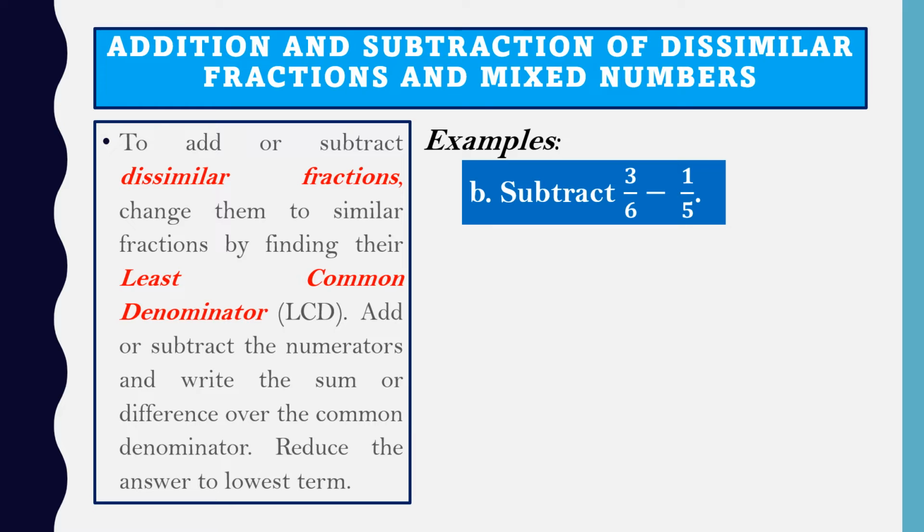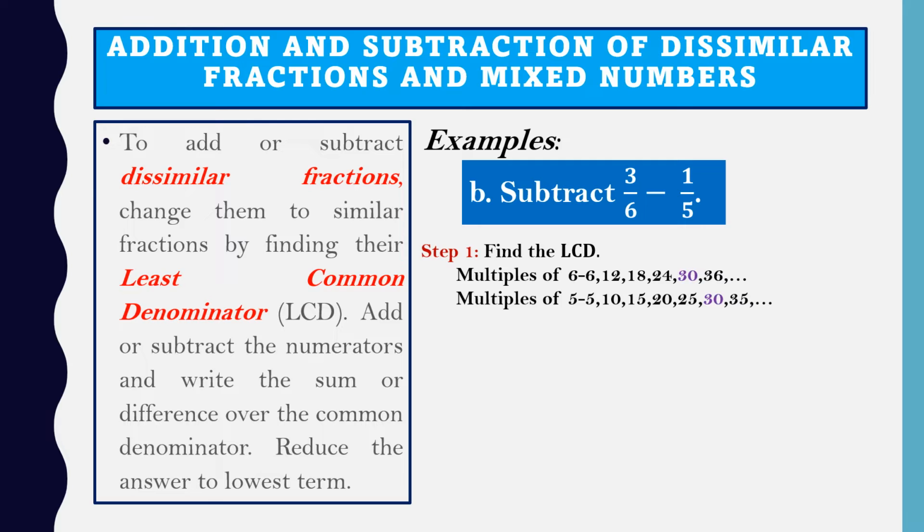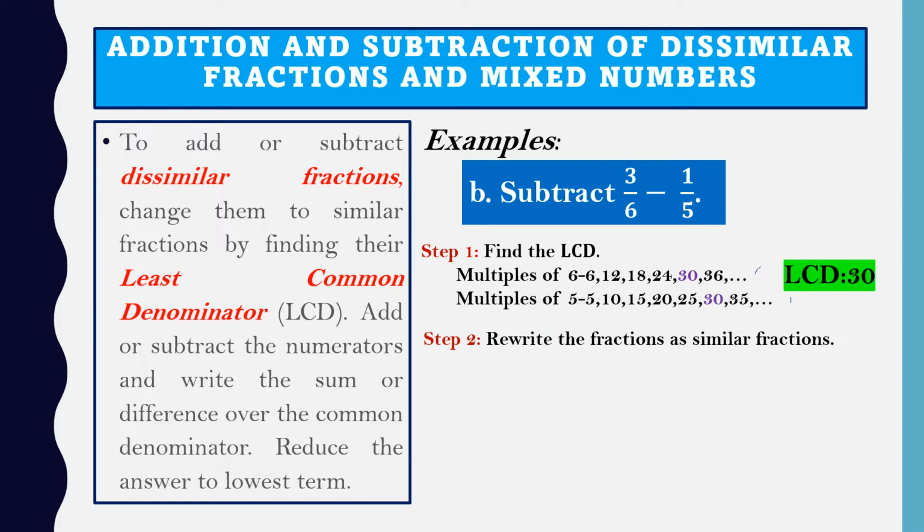Another example, so we are going to subtract 3/6 and 1/5. Again, we find the LCD. You don't have to do this actually if you are already familiar with the LCD. So we just identify the LCD, which is 30, and then we change them into their equivalent fractions. 6 times what number to get 30? That is 5. So we have multiplied 6 by 5 to get 30.